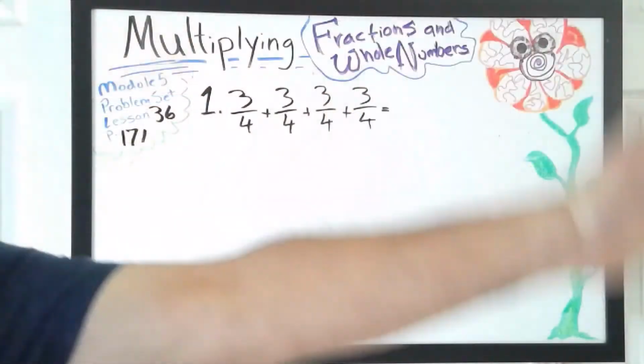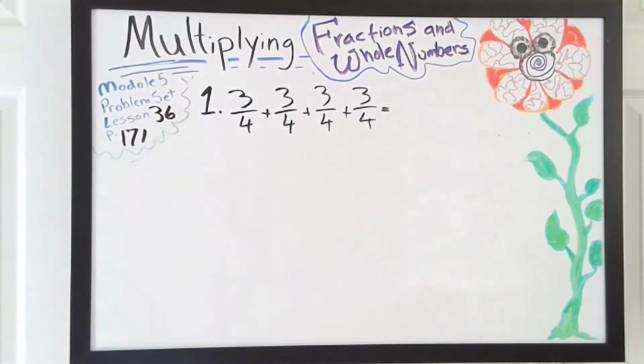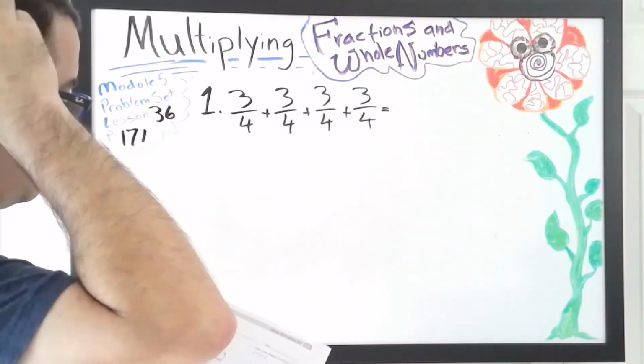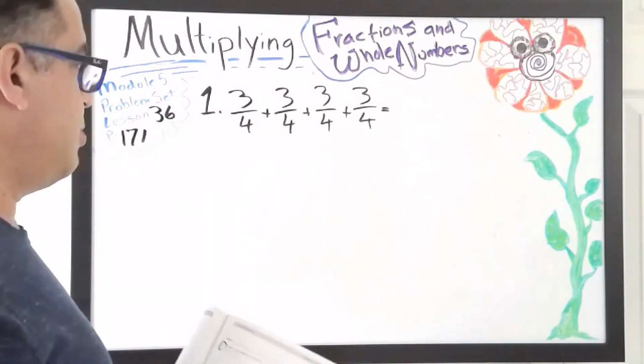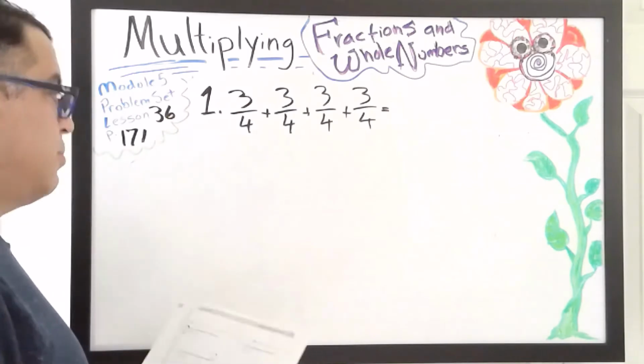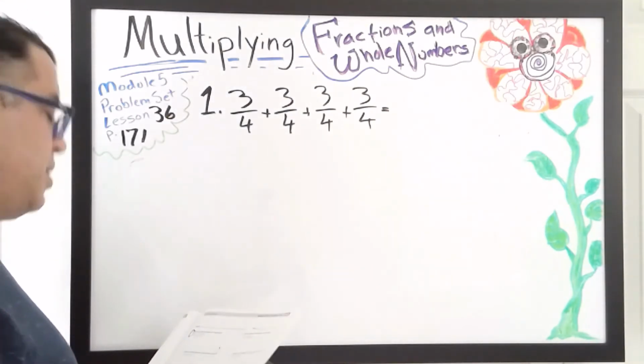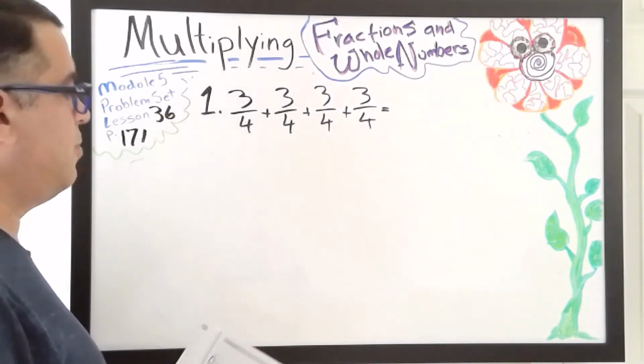Okay, here we are. We're on the next lesson, lesson 36, page 371, and we're looking at number 1. On number 1, what they're saying is draw a tape diagram to represent. So again, we're looking at this in another way with repeated addition, and we want to write a multiplication expression to equal that and solve, basically.